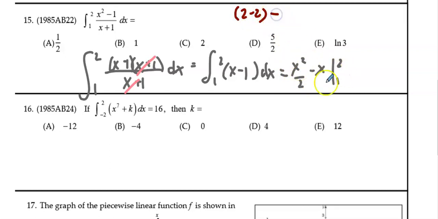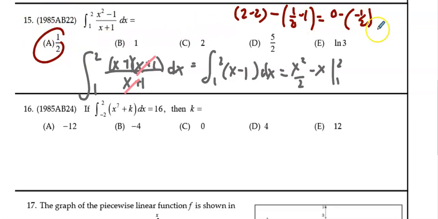Minus, and then we're going to plug in 1. So we're going to get 1/2 minus 1. And so this is going to be equal to 0 minus -1/2. So this answer is going to give us a positive 1/2. So this answer is going to be A. A really easy question to do. Let's continue on with the one at the bottom, number 16.